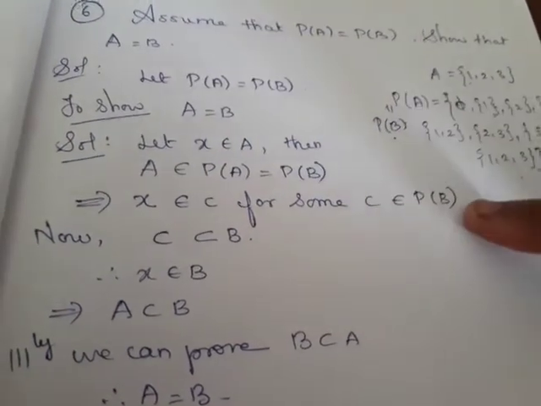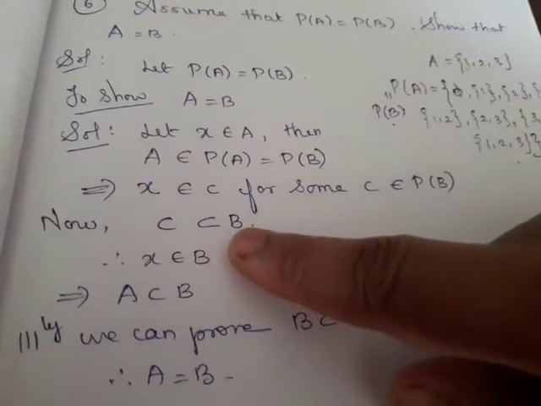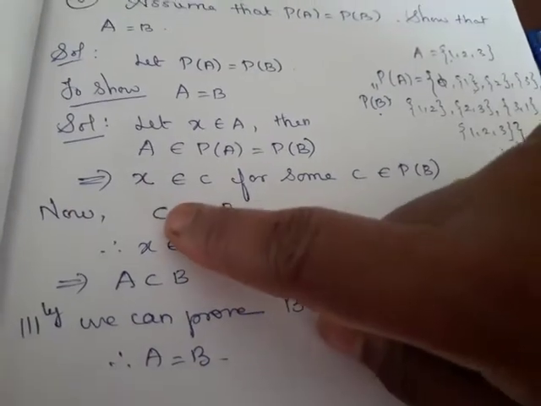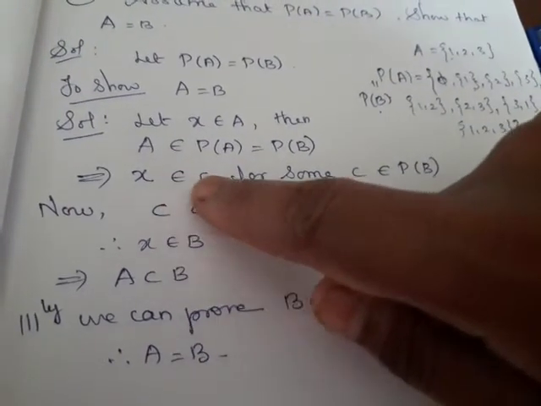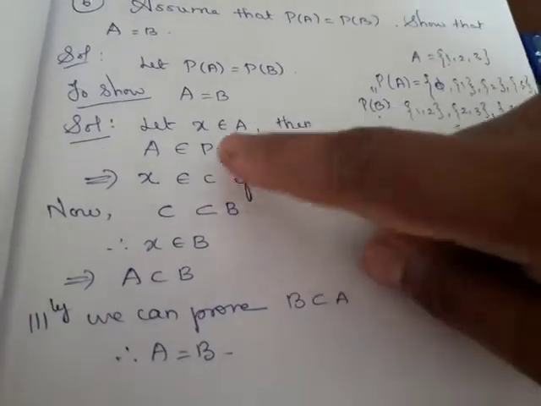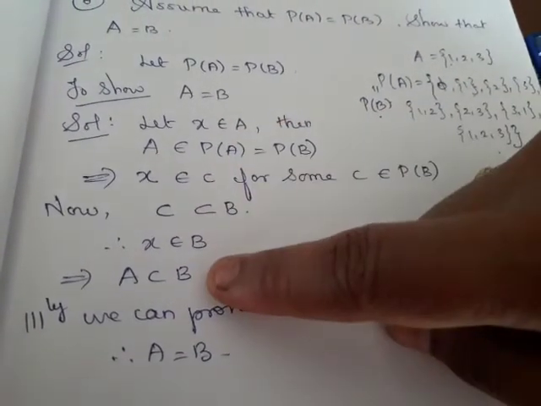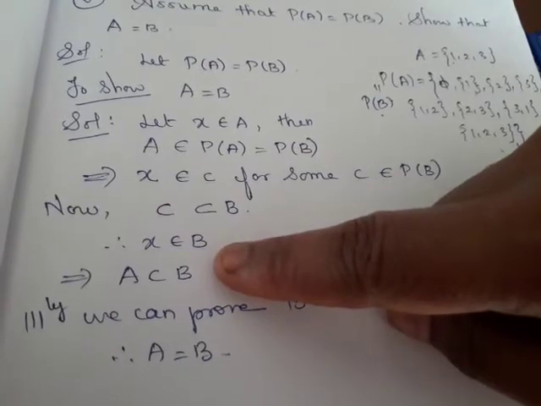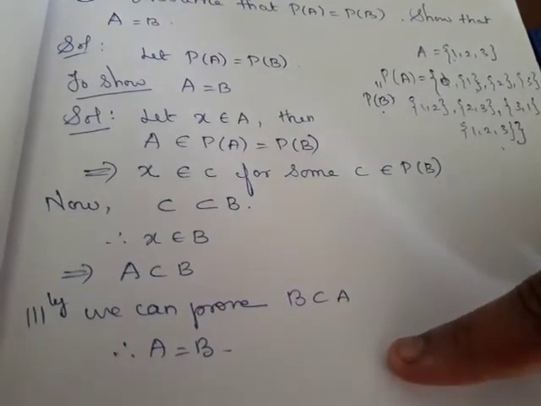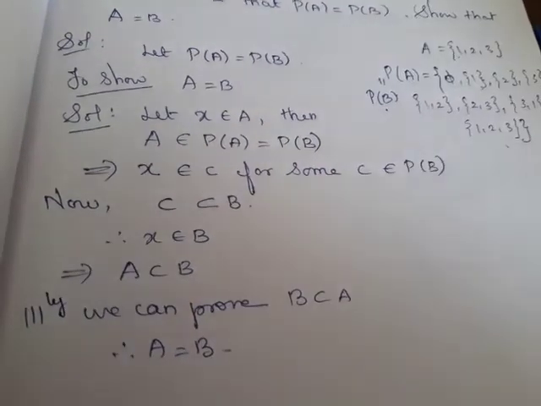So C is an element of the power set, but that C is a subset of B. Therefore X belongs to B. Since C is a subset of B, an element in set C will also be there in set B. Thus, we started with an element in A and showed that the same element is there in the set B also. Therefore, A is a subset of B. Similarly, we can prove B is a subset of A. Therefore, the two sets have become equal, right?